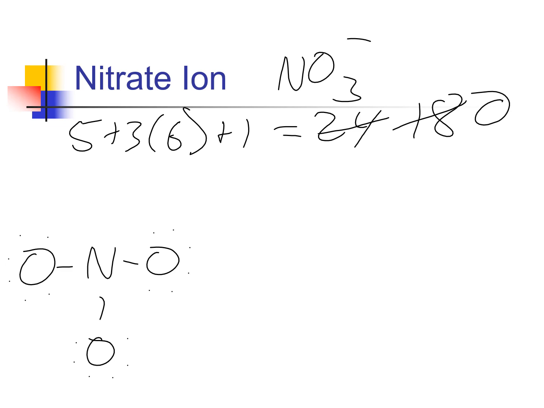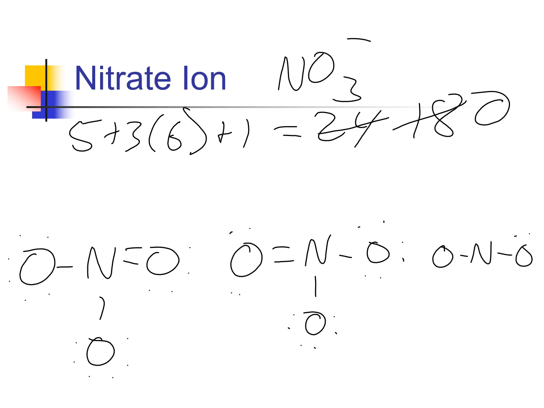But wait, there are 3 options here. I could take a lone pair from this oxygen on the right and make a double bond. Or I could have taken a lone pair from the oxygen on the left and made a double bond there. Or, I know it's getting smaller and smaller with each one, it bugs me too, I could have taken a lone pair from this oxygen on the bottom. So this one actually has 3 resonance structures.